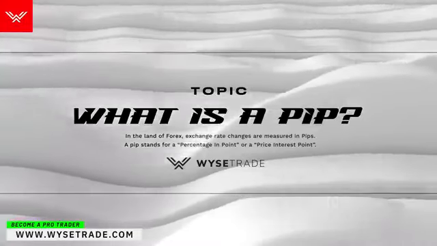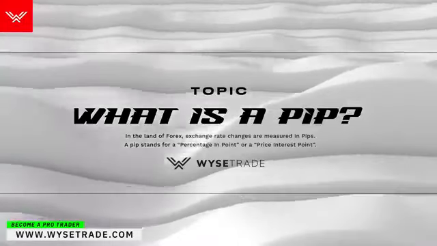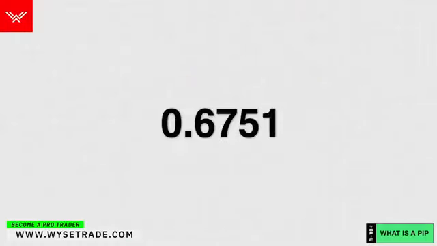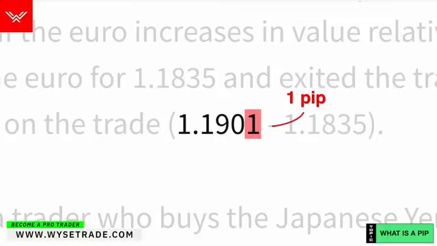What is a pip? In the land of Forex, exchange rate changes are measured in pips. A pip stands for a percentage in point or a price interest point. This is a standardized measurement for the smallest whole unit price move that an exchange rate can make. If the Australian dollar is sitting at 0.6751 and its value gained by 1 pip, it would move to 0.6752. Most currencies are written to the 4th decimal place, with the 4th decimal place representing 1 pip.